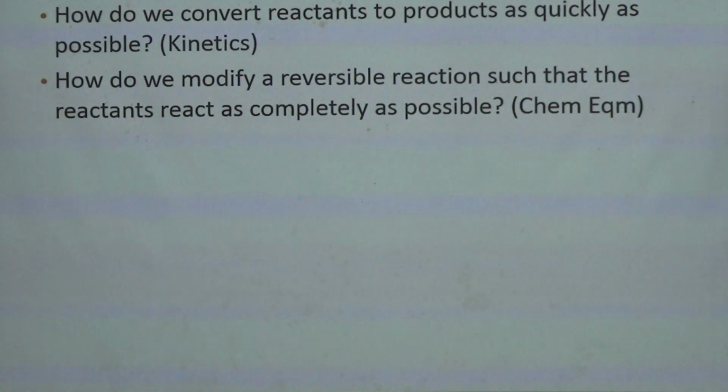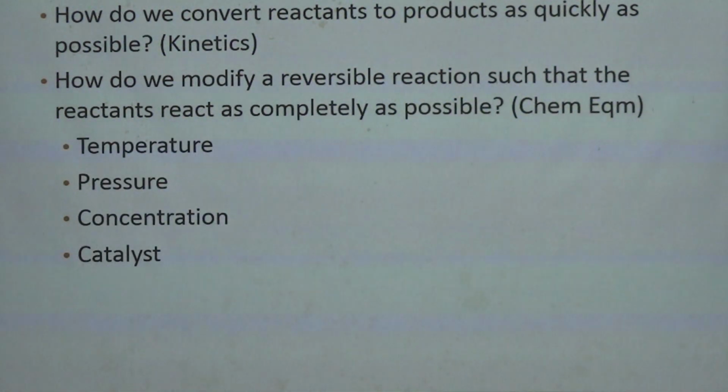If the reaction is reversible, then we will need to modify the conditions of a reversible reaction such that the reactants react as completely as possible to the product. And to tweak these conditions, we need to use chemical equilibrium, which was what we discussed in our very first lecture in Chem Eqm. So what are the factors that we can play with? Temperature, pressure, concentration, catalyst.